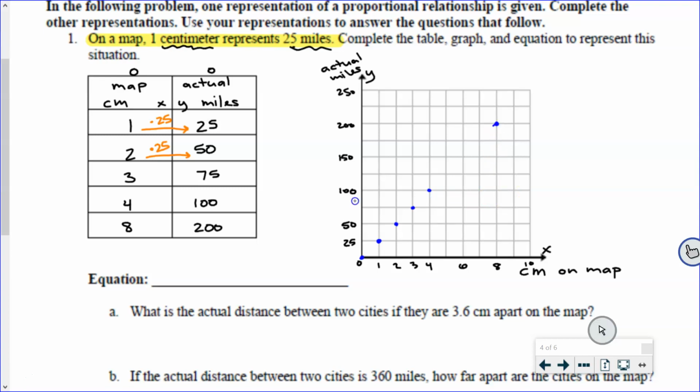And what do you know it? This is a straight line that goes through the origin. Yeah, we didn't expect that at all, right?